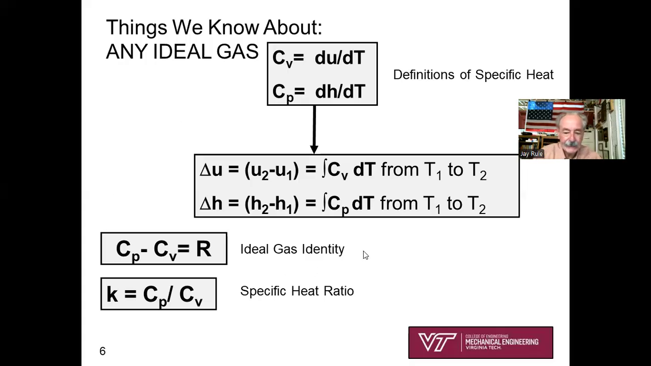Here's another valuable identity that I sure do hope you know in your head. For all ideal gases, C sub P minus C sub V is equal to R. And do you remember the definition of little k? Little k is called the specific heat ratio, and that's C sub P over C sub V. And so k is going to be a constant whenever C sub P is a constant. Okay, so these are things that I hope we're simply reviewing that you've already got in your head. They're going to be key things to remember and use in Chapter 9.